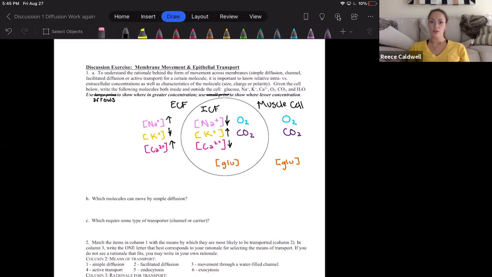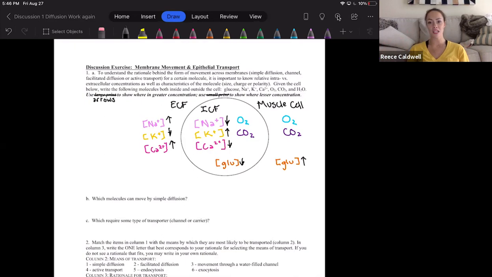Glucose, however, is a little bit different, especially when it comes to our muscle cells and all of those other cells. And what we see is that glucose is going to be in higher concentrations outside of the cell and lower concentrations inside of the cell. And you might be wondering, don't we need glucose for, in this example, muscle contraction? Don't we need to break down glucose to form ATP? And if you are thinking that, you are correct.